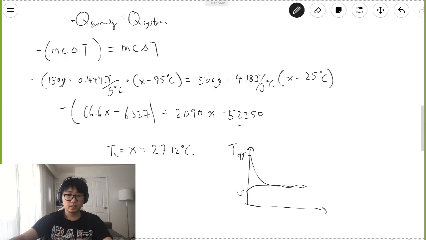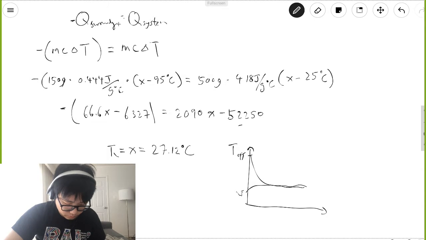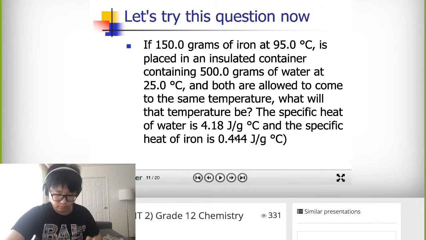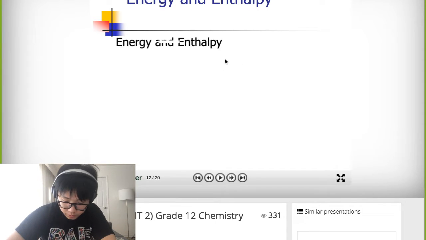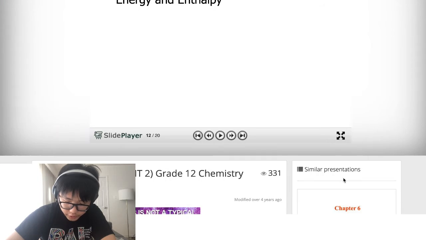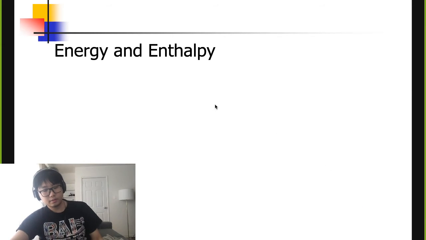Alright, now we can go back to our slide. So, energy and enthalpy. Now we can properly define enthalpy.